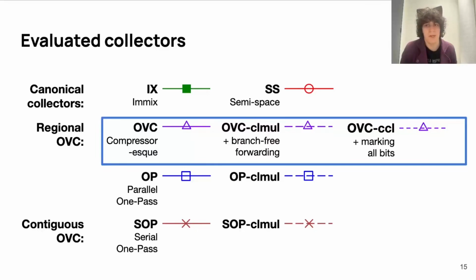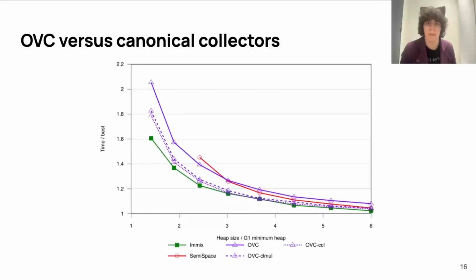All of the evaluation that we do is performed on a 16-core, 32-thread Zen 4 processor. We first evaluate our offset vector compactors against the canonical collectors in a parallel setting. All of the variants of offset vector compaction perform fairly similarly to these canonical collectors, but the branch-free variants have a clear performance advantage over the branchy variant.